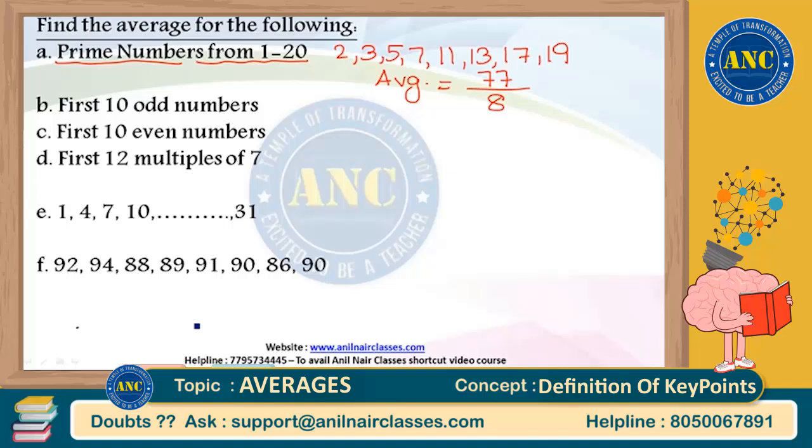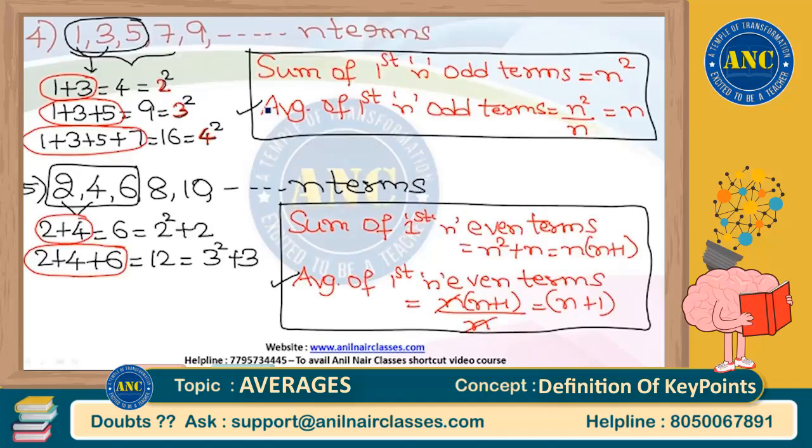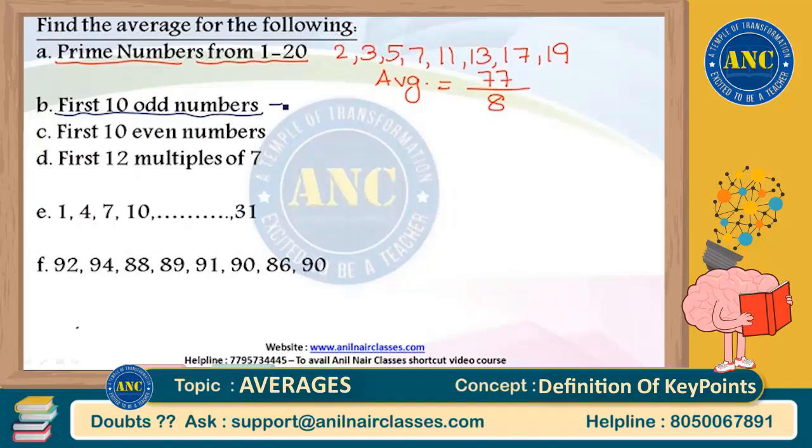Now listen carefully. Second question: find the average of the first 10 odd numbers. This is the reason I discussed this beautiful key point: the average of the first n odd numbers is n. So the average of the first 10 odd numbers is 10. You don't even have to write the first 10 odd numbers, add them and divide by 10. Not required. If you know the key point, you can solve it so easily. These are not the only key points I have written for averages. As I proceed with the class, I will teach you more and more beautiful key points. Just hold on for some time.